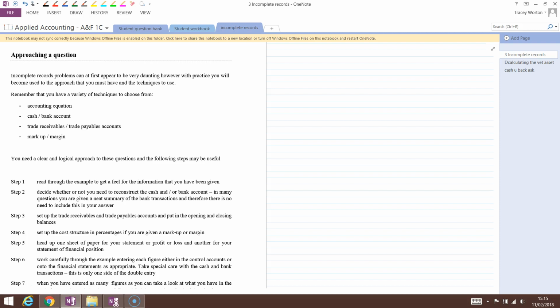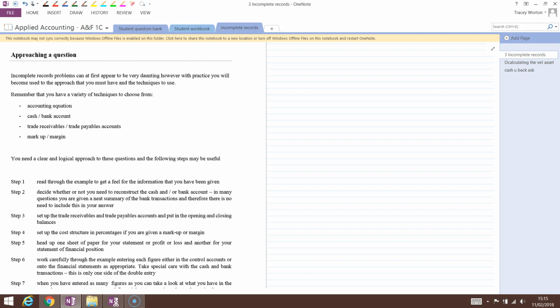So remember the techniques that you have. So you've got use the accounting equation, so our assets equals capital plus liability. You may have to reconstruct a cash and or bank account. You may need to use the trade receivables, trade payables account, so sales ledger control, purchase ledger control. And then finally you may need to use the markup and margin.